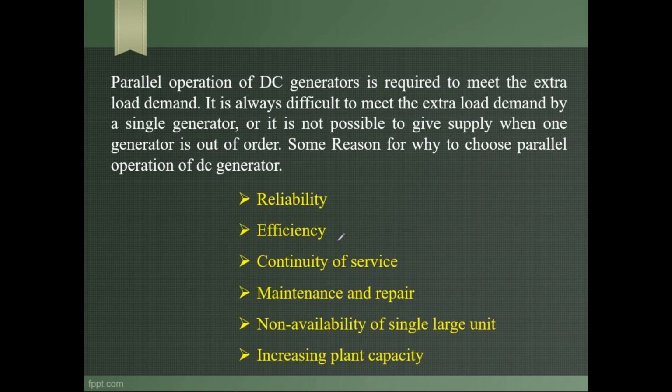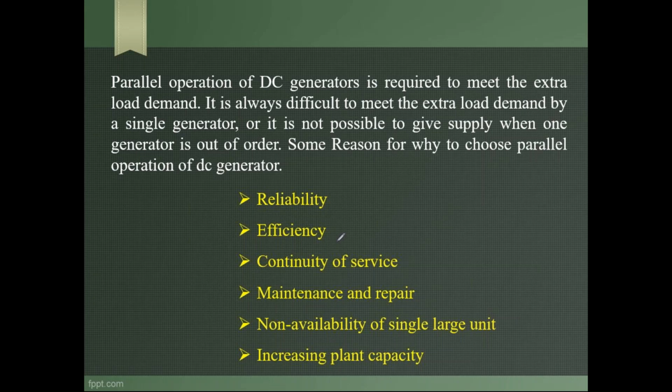Next one is maintenance and repair. For maintenance and repair, we need to use parallel operation. And non-availability of single large unit: if the load suddenly increases, we cannot generate the voltage based on the requirement. So at that time, we need to use one more device. That is called non-availability of single large unit.